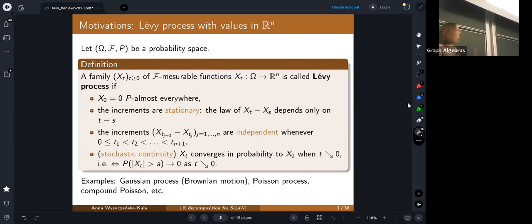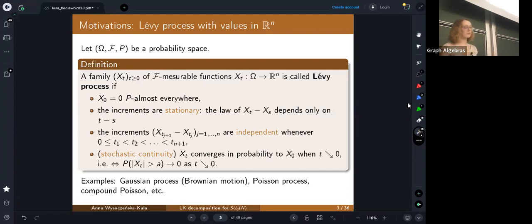I just wanted to state this basic problem, so if you feel sleepy, then you can keep the main problem in mind and fall asleep. But the motivation to study this kind of question comes from a non-commutative version of Lévy processes. Let me start from the very beginning. You might remember from probability classes the notion of a Lévy process with values in Rn. This is a specific family of stochastic processes that is characterized by four properties.